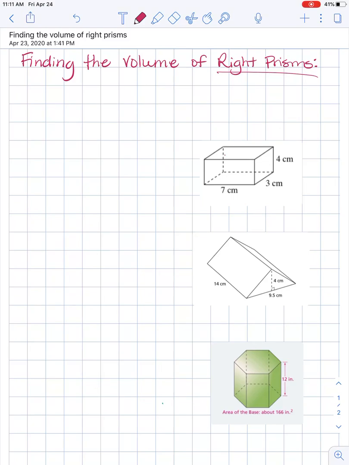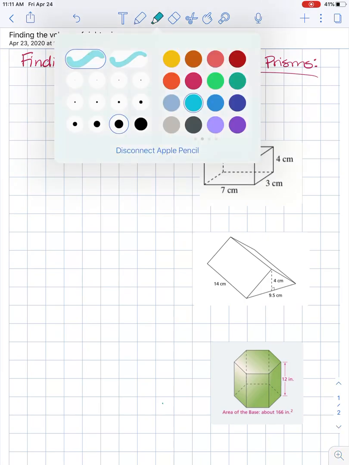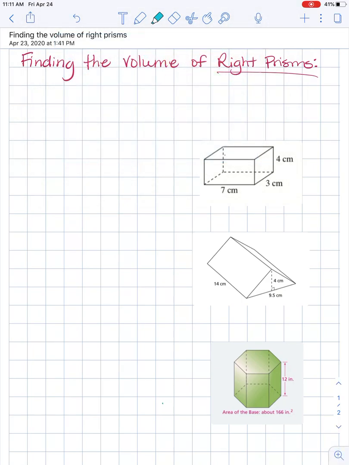All right, munchkins. So for our first video this week, we are going to talk about finding the volume of right prisms. So the first thing to think about is, what is a right prism? Last week we were talking about rectangular prisms, right? Which is what we have right here. A rectangular prism is an example of a right prism.